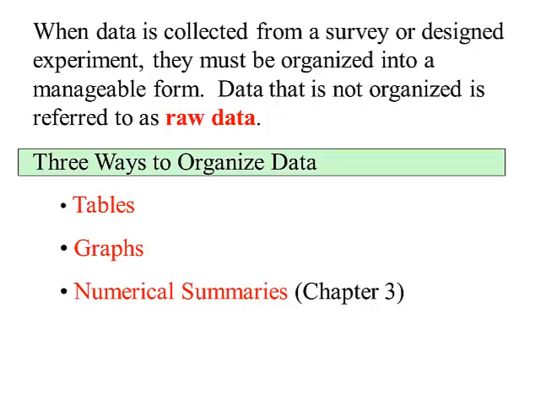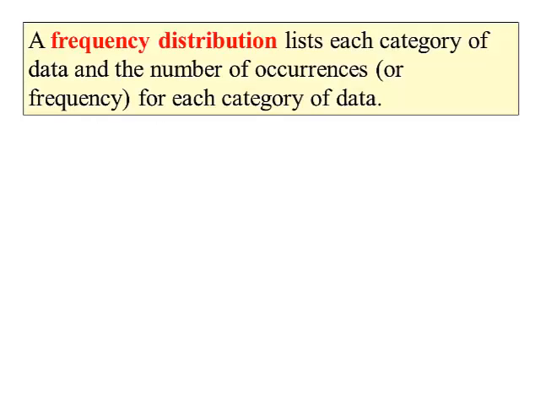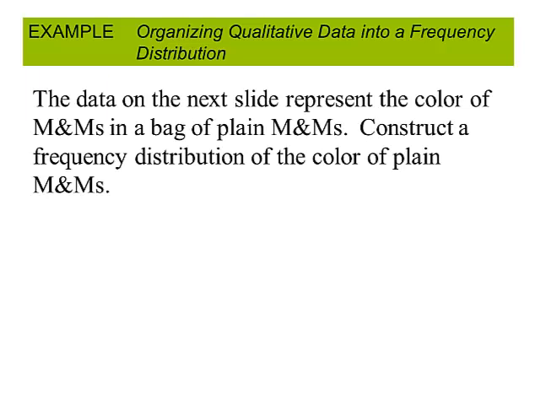We're going to begin with tables. Organizing qualitative data and tables. A frequency distribution lists each category of the data and the number of occurrences, or sometimes it's referred to as frequency, for each category of the data. Let's look at an example.